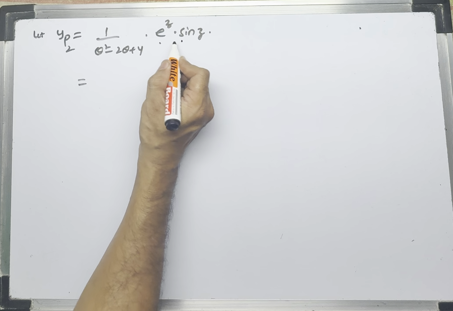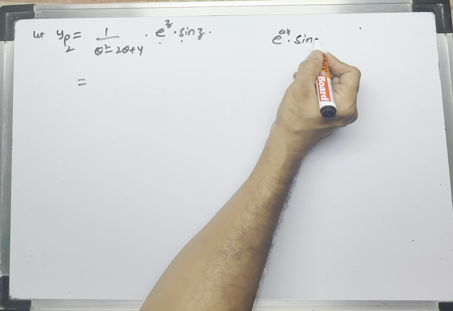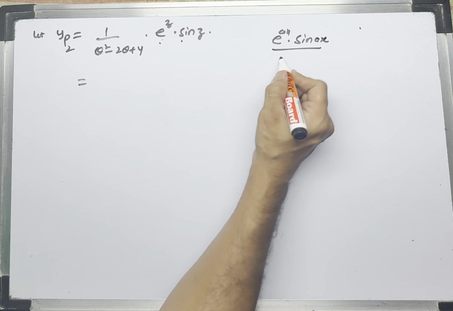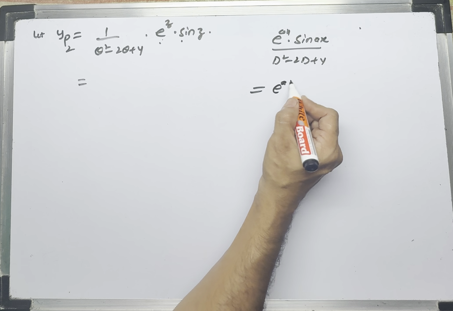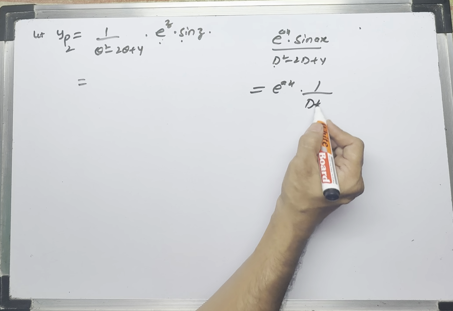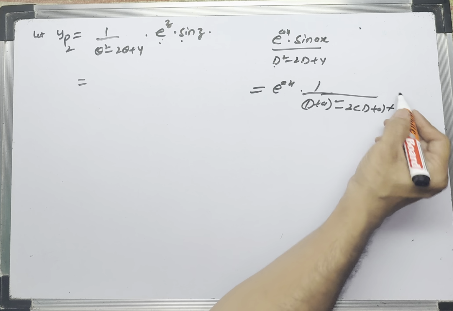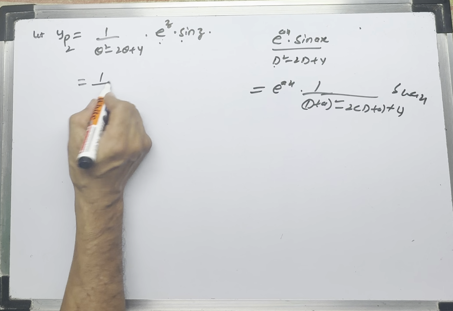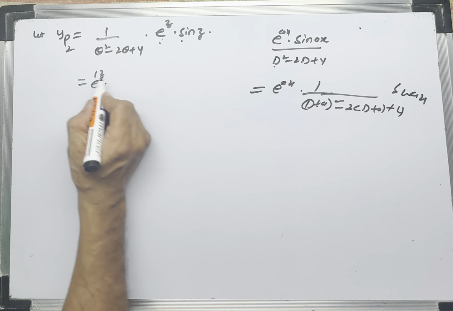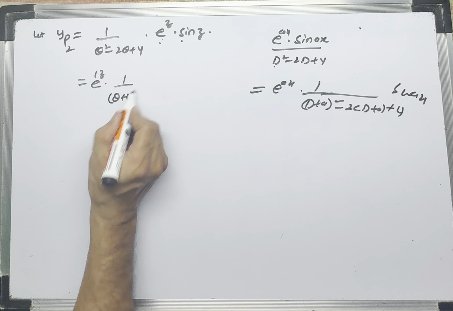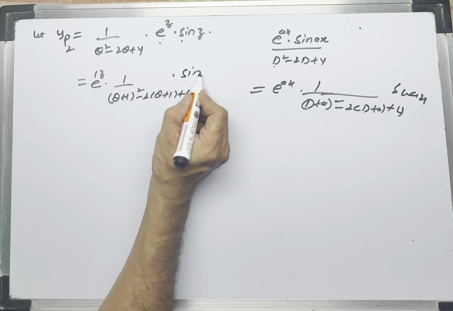when two multiples are there, e power ax and sin ax, divided by any function in D given to us, that time what we will do, we will take e outside and this value of D will get that a. So D plus a into sin ax. Now here, if I take this e power z outside, the coefficient of z is 1. So theta plus 1 square minus 2 into theta plus 1 plus 4 of sin z.